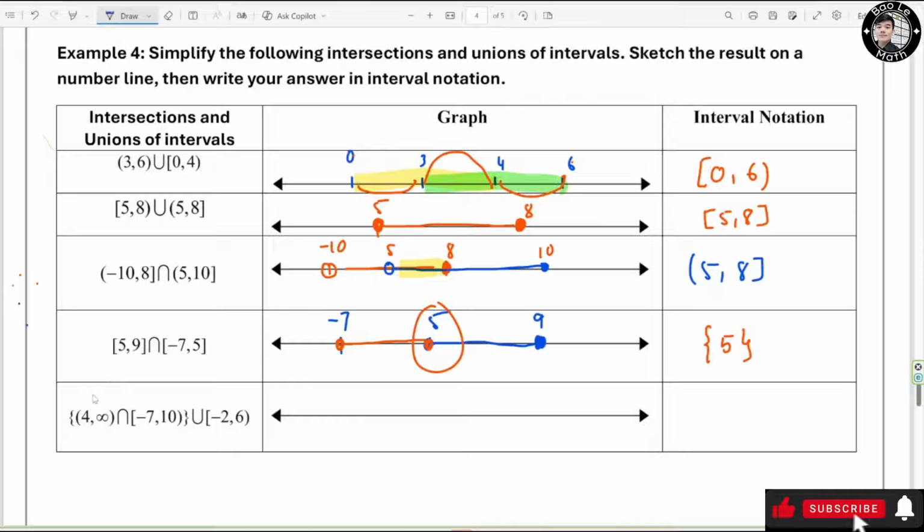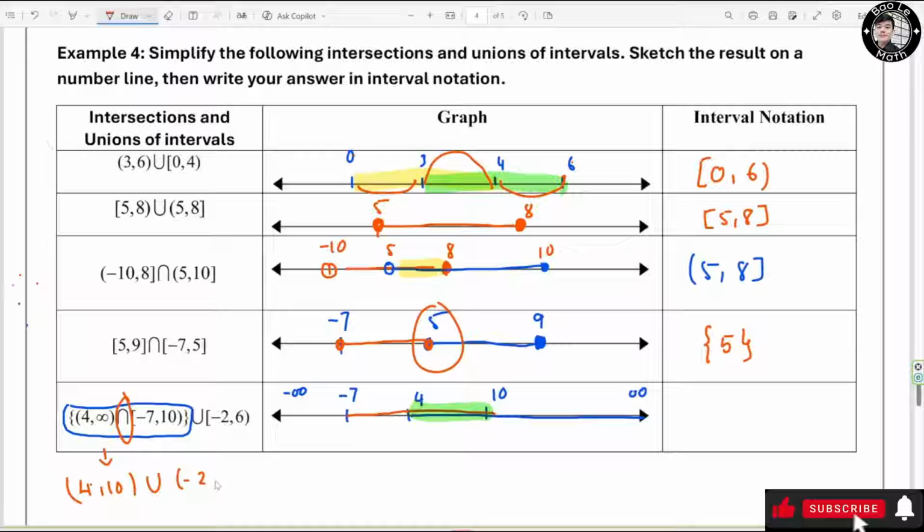That's it. Now for this one, we need to combine this guy first, right? Because these two guys are inside the curly bracket. You have negative 7, 4, 10, positive infinity, negative infinity, right? From 4 to positive infinity, this guy right here. From negative 7 to 10, this guy right here. You have the intersection right here. So it should be from 4 to 10, right? So we just combine this guy to 4 to 10.